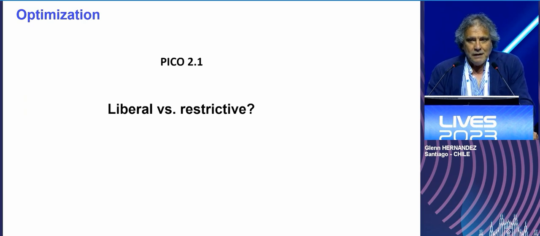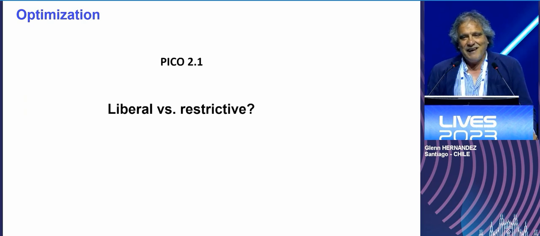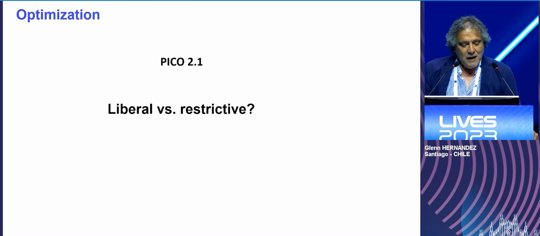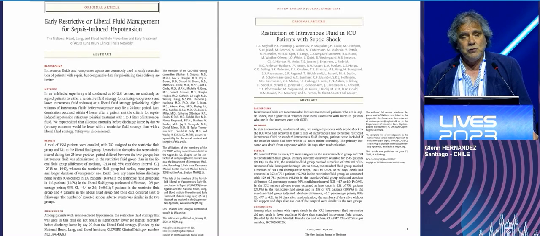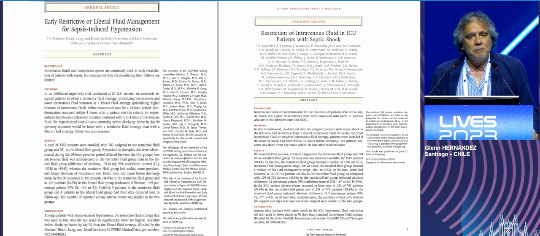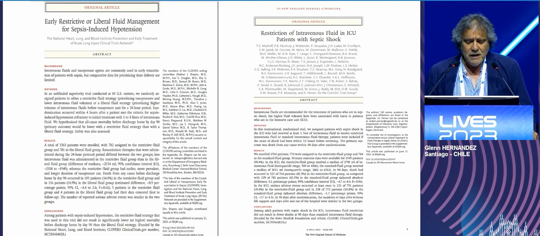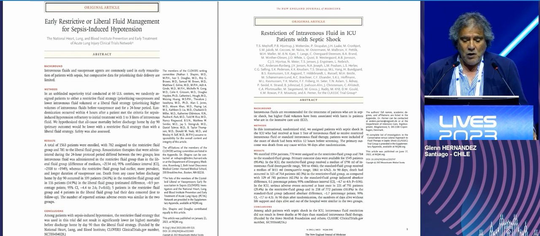So these were ideas that were discussed in the group sessions. Also, our first PICO question was liberal versus restrictive. And when we searched the literature, there are very nice studies. The CLOVERS and the CLASSIC, for example, which are very important studies, very well performed, very well conducted, and that give pieces of evidence for the general conception of the problem.